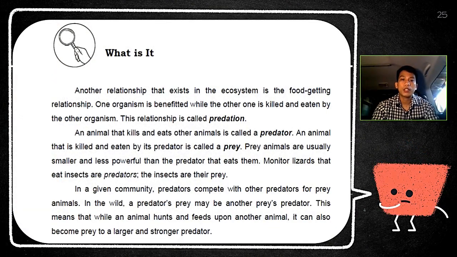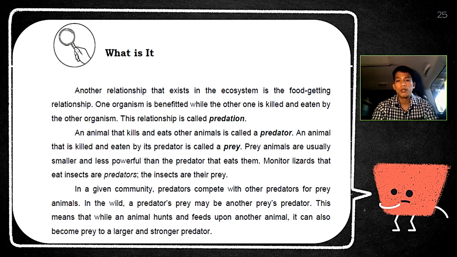Another relationship that exists in the ecosystem is the food-getting relationship. One organism is benefited while the other one is killed and eaten by the other organism. This relationship is called predation. An animal that kills and eats other animal is called a predator. An animal that is killed and eaten by the predator is called prey. Prey animals are usually smaller and less powerful than the predator that eats them.